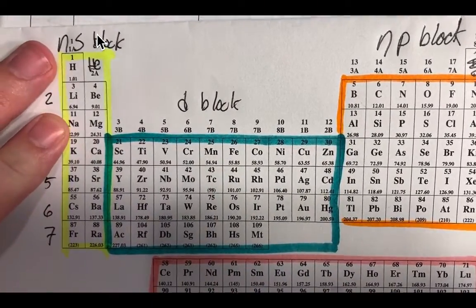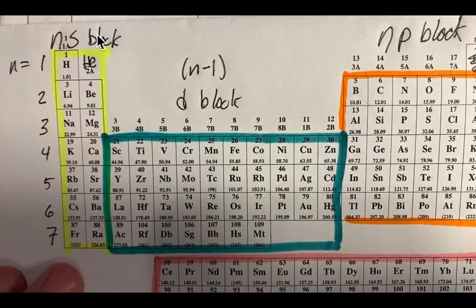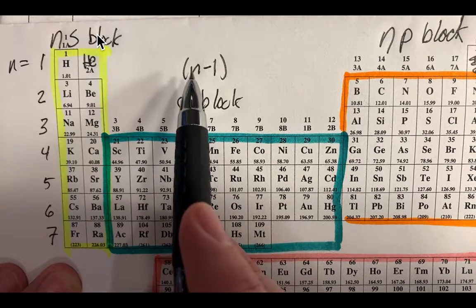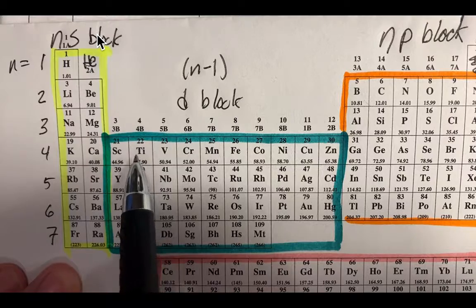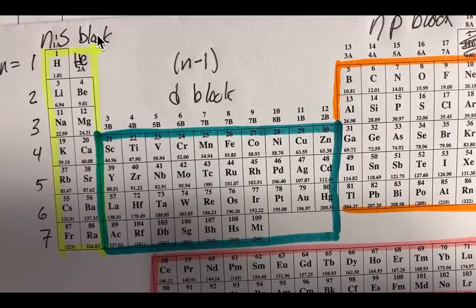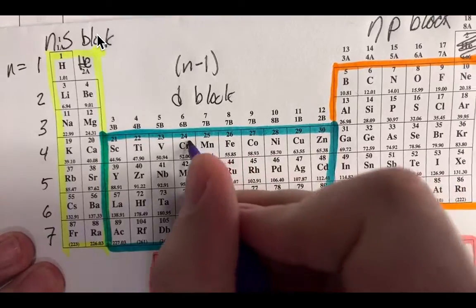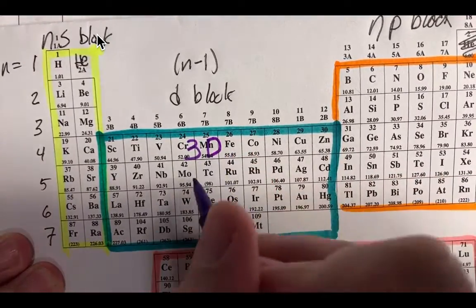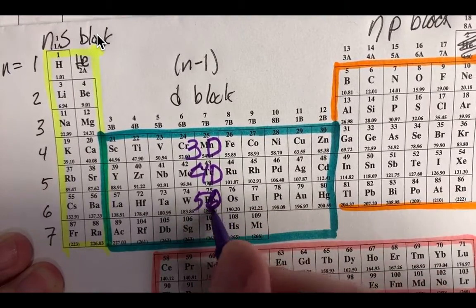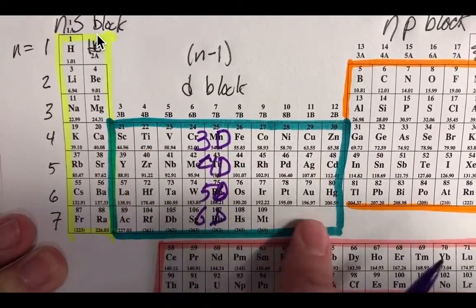The other ones get a little bit weird. This is the N-1 D block. So, for example, vanadium, the electrons of vanadium are 4-1. These are the 3D. This block here is the 3D block of the periodic table. So this whole row is 3D, 4D, 5D, 6D that we have there. Okay, 3D, 4D, 5D, 6D.